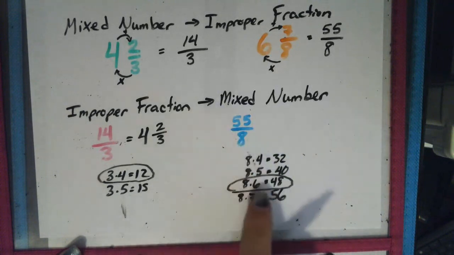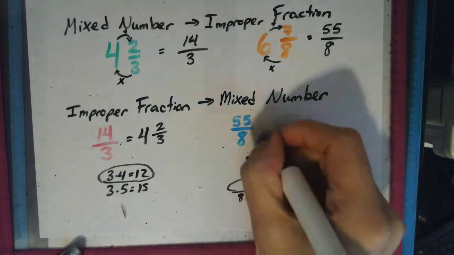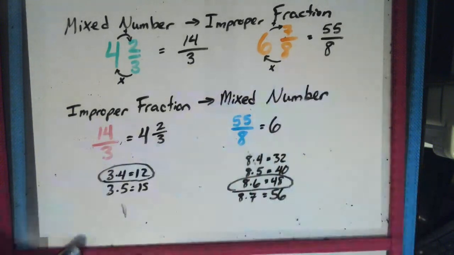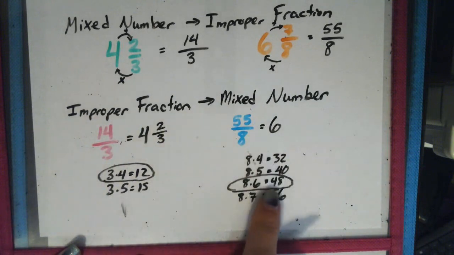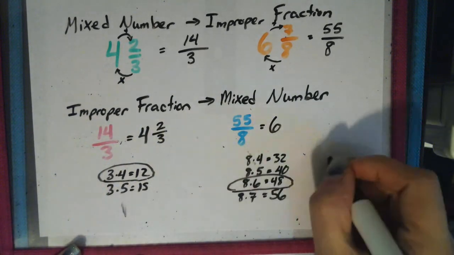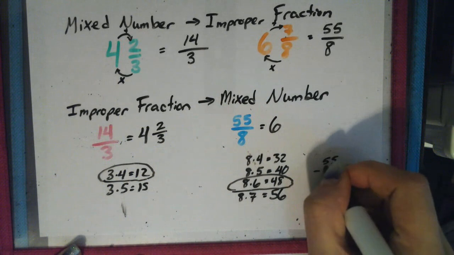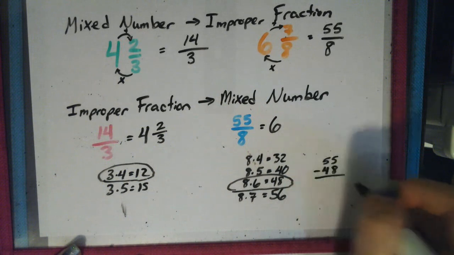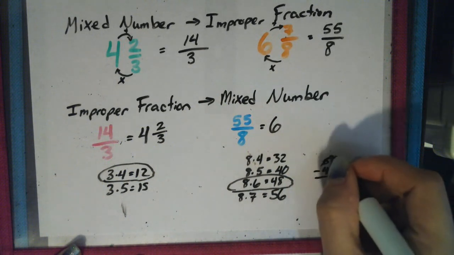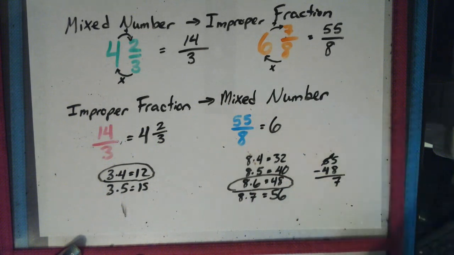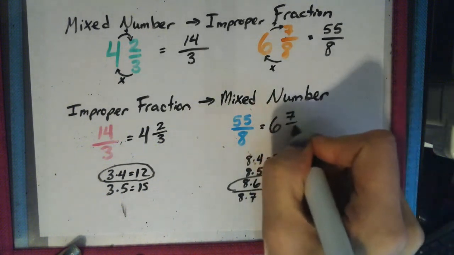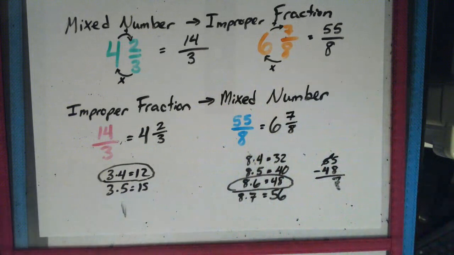So 8 goes into 55 6 full times. So we get 6 as our whole number. We need to figure out how many are left over. So we have 55 total, and we've used 48 of them. So if we do 55 minus 48, gotta borrow, and 15 minus 8 is 7, and we have 7 left over. So that's equal to 6 7/8.